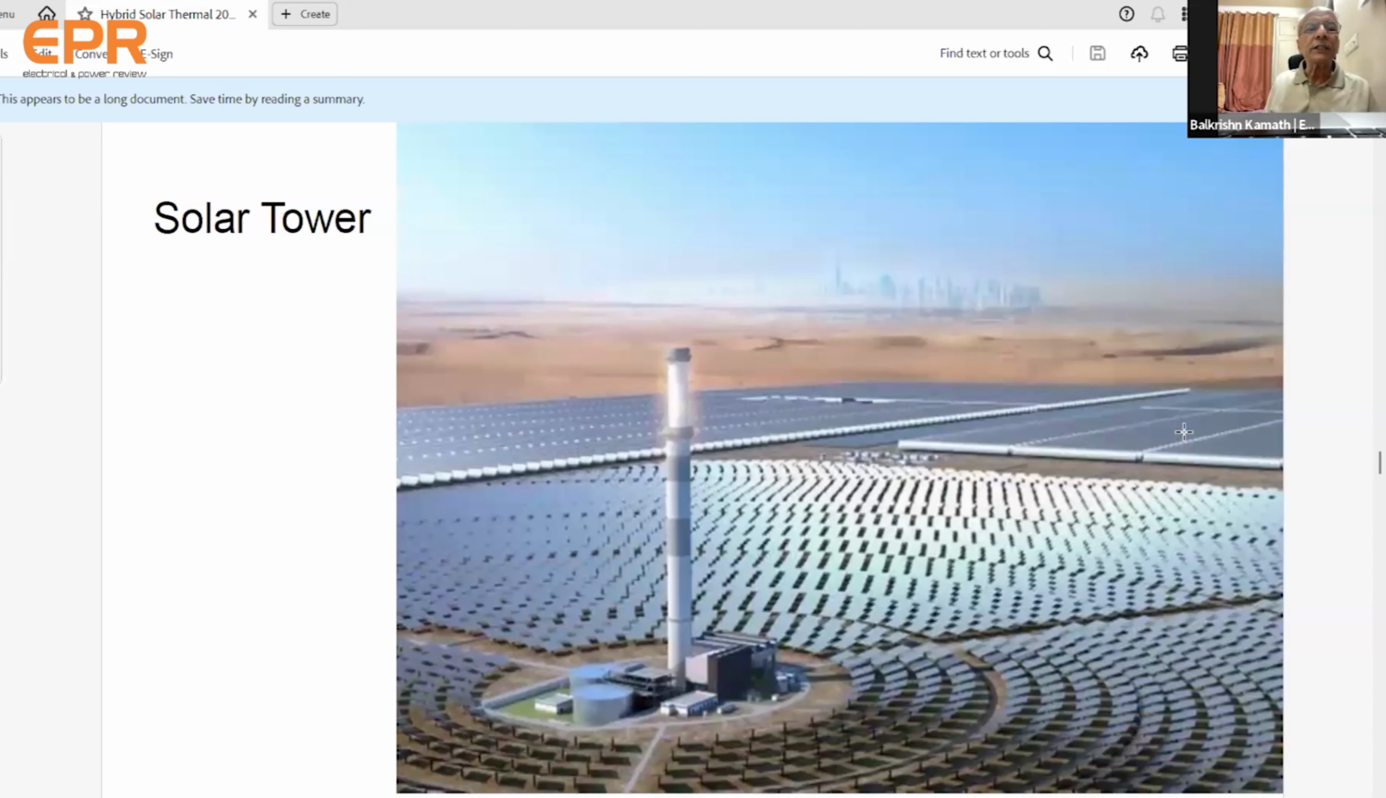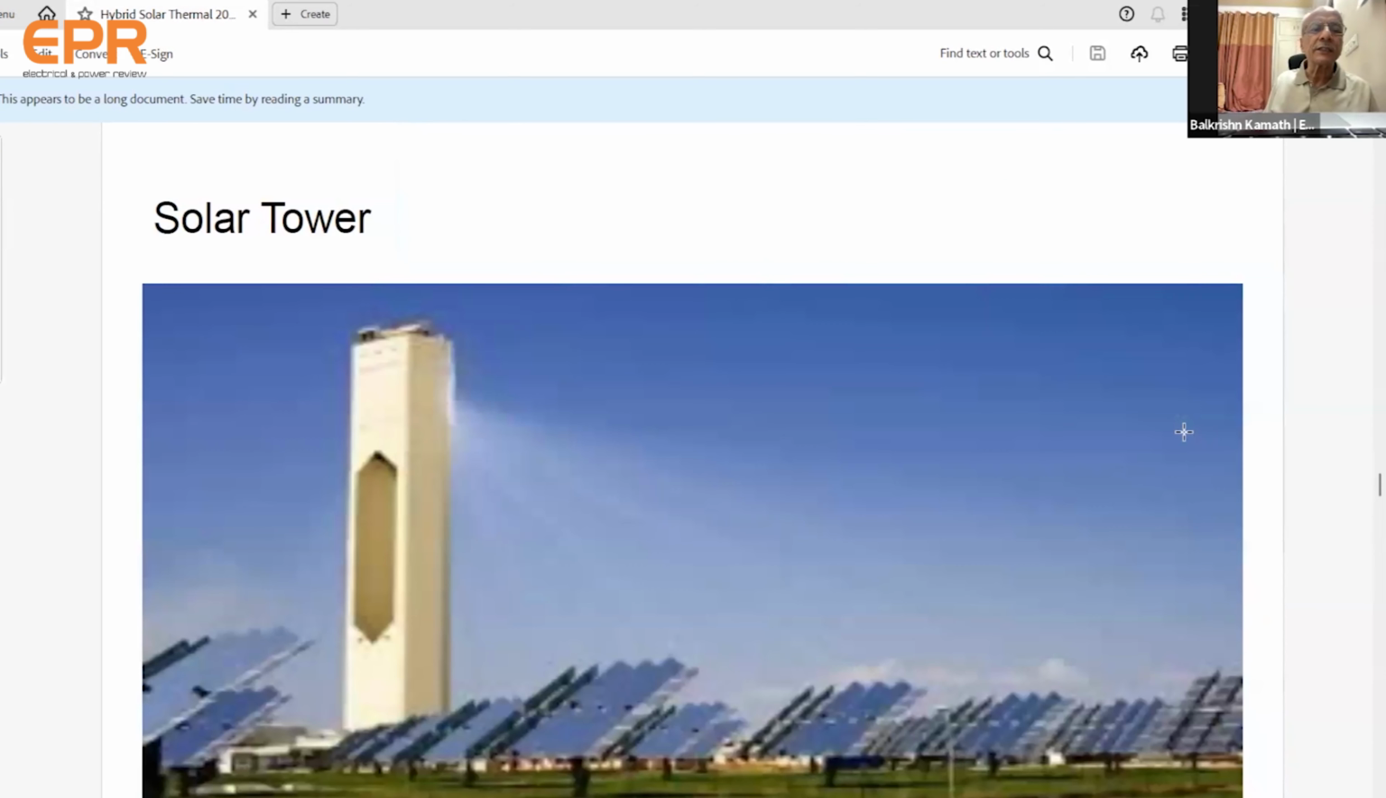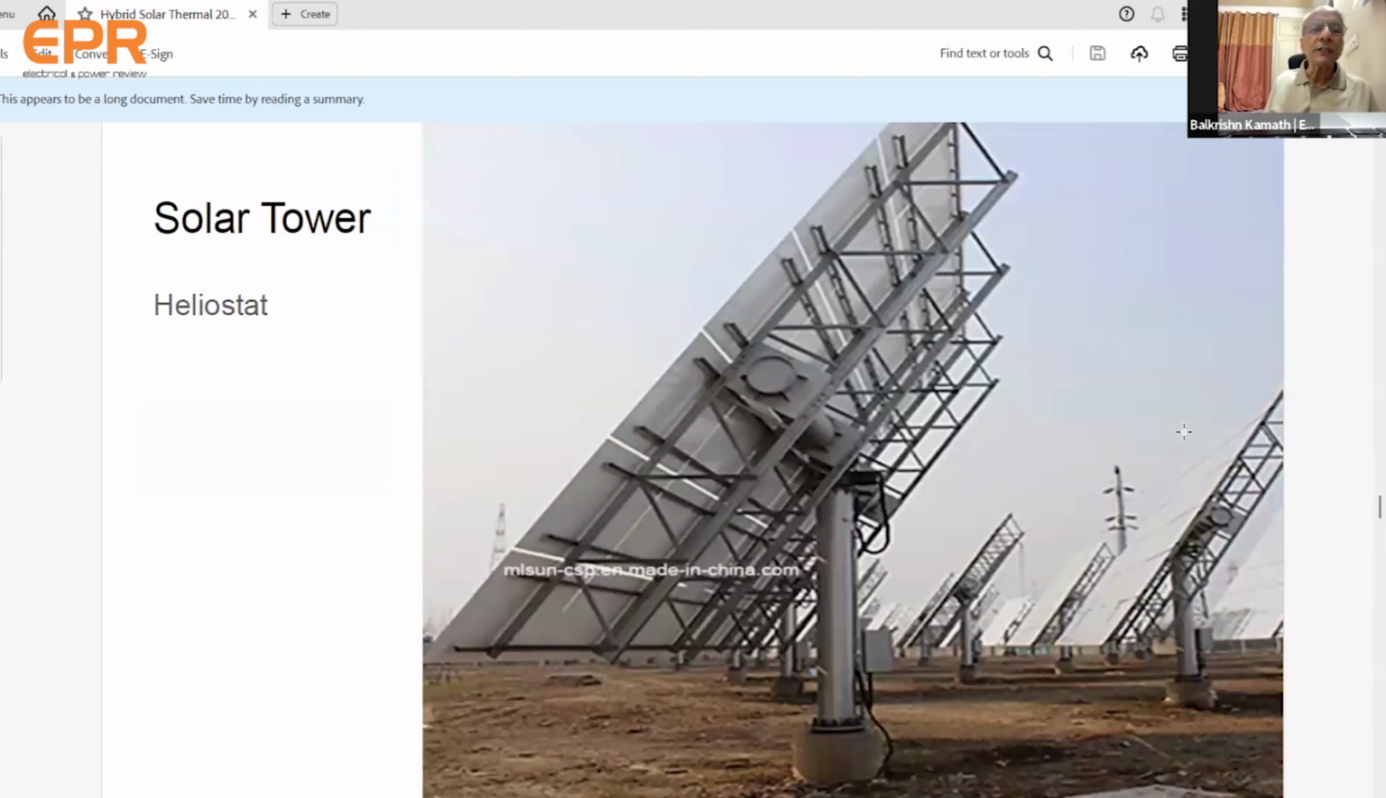Yeah, this is a real picture of a solar tower. You can see the receiver at the top of the tower. The tower can be as high as 130 meters. Heliostats are all around it, and you can see the light being reflected from there. This is another structure, a civil structure, with heliostats all around it. Yeah, this is one heliostat.